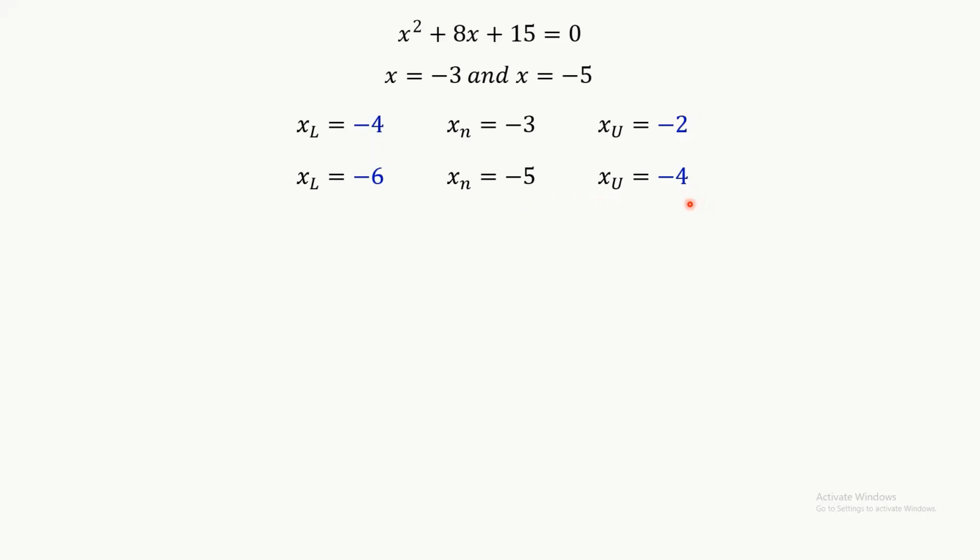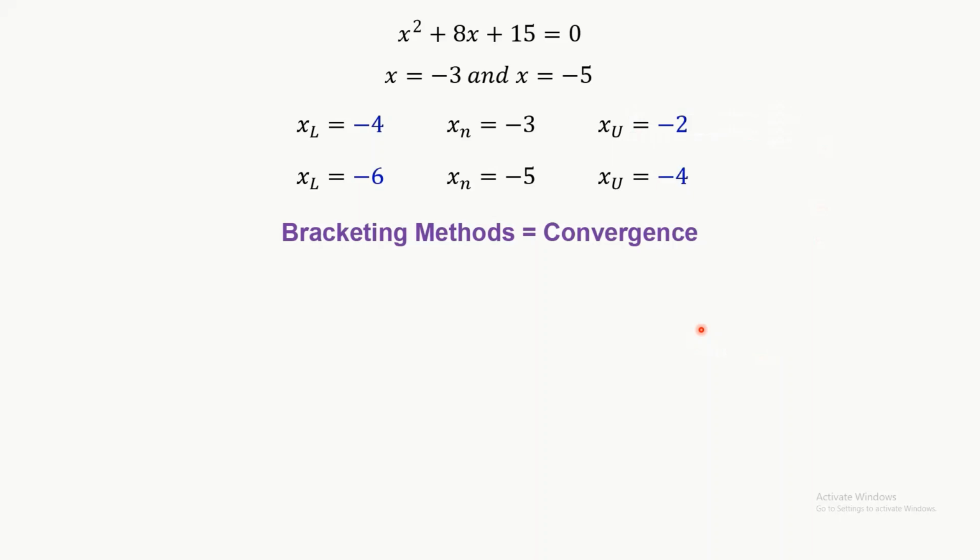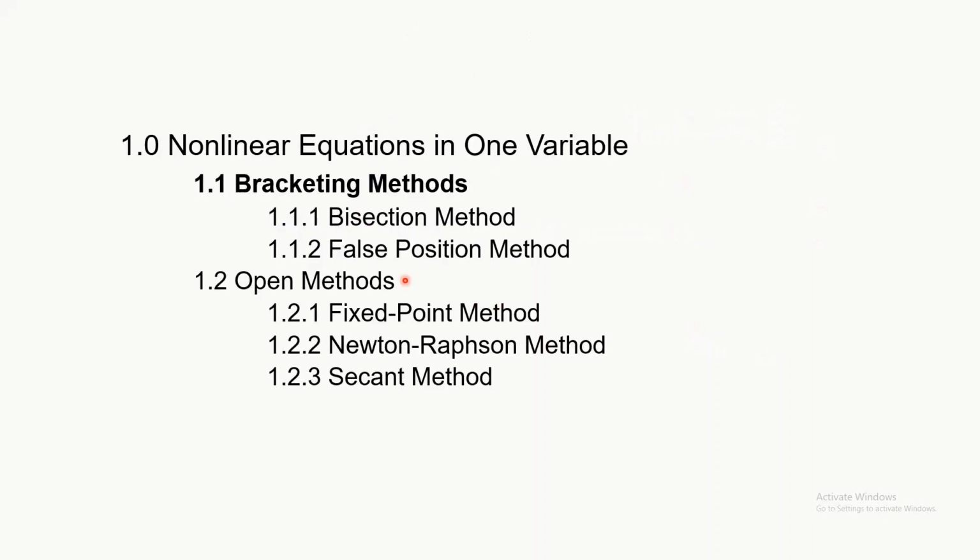Say for example that we choose to determine the first root, which is x equals negative 3, but we select our initial guesses as negative 2 and 1. Since the equation does not have any roots between the chosen limits, the solution will not converge. See to it that the chosen limits possibly contain the roots. Take note that bracketing methods always converge only if our initial guesses are correct. So that's it for the bracketing method. We will now dive into the first topic, which is the bisection method.